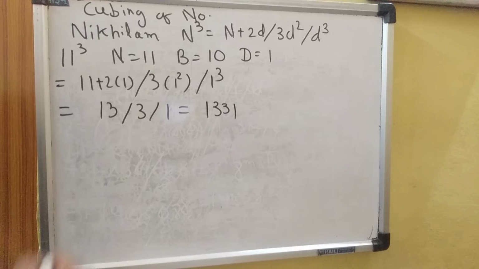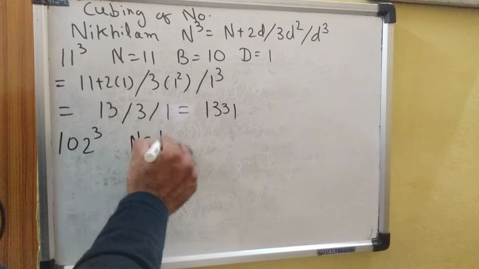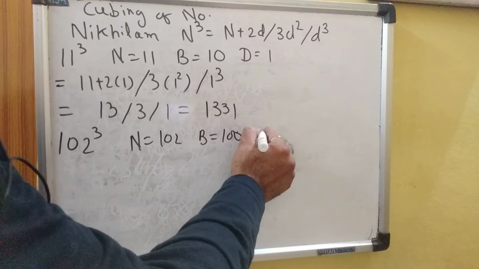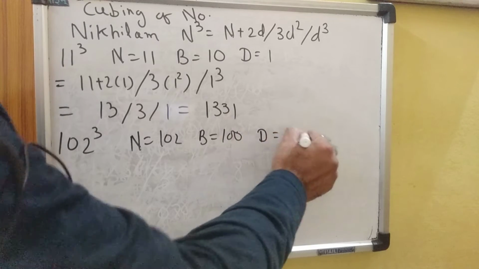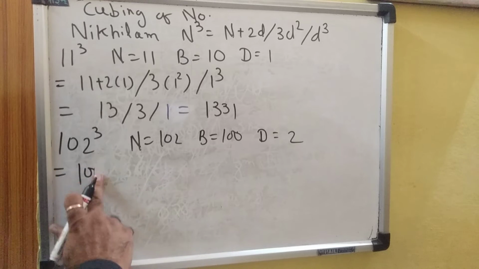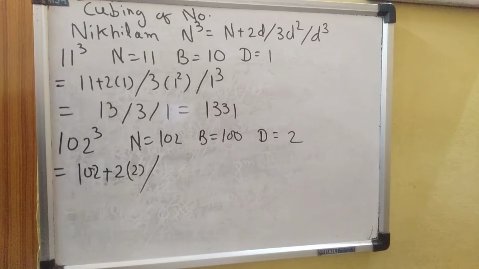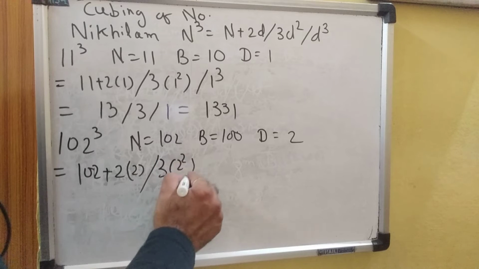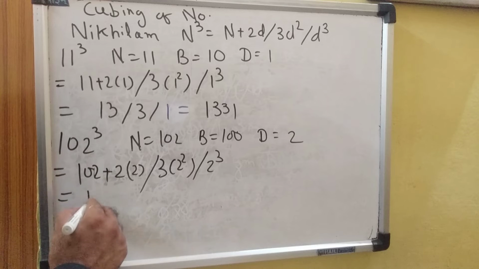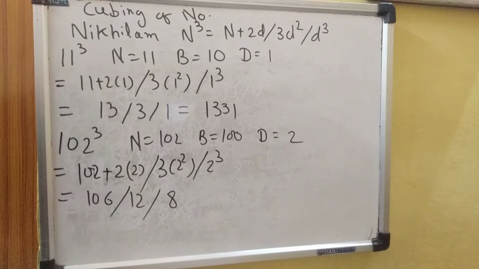We take one more example. Let us take 102 cube. Here number 102 is close to base 100 and deviation is again surplus 2. To find 102 cube, the left part is the number 102 plus 2 times deviation 2 slash 3 times deviation square slash d cube. So 102 plus 4 is 106 and 4 into 3 is 12 and right part is 8.